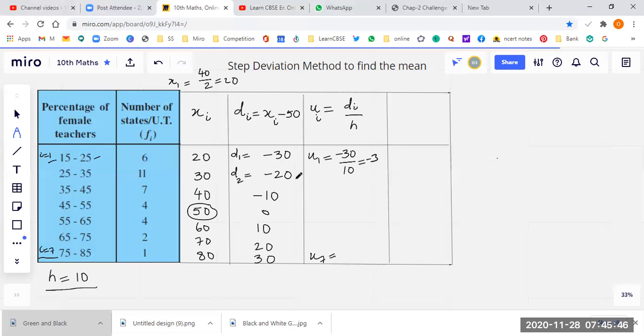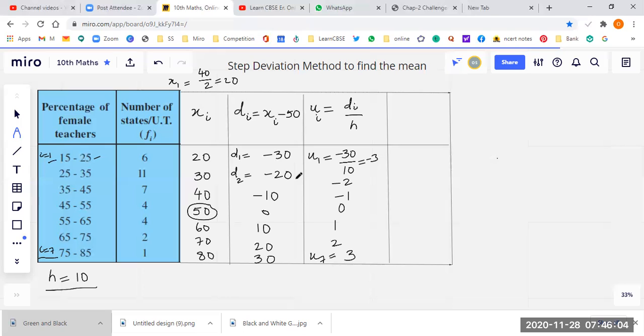All right, very simple numbers you're getting. Then u2 would be minus 2, then minus 1. 0 divided by 10 is 0. 10 divided by 10 is 1. 20 divided by 10 is 2. Similarly, you will get 3 here. So you get simple numbers.